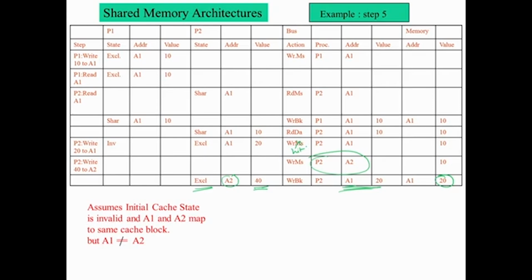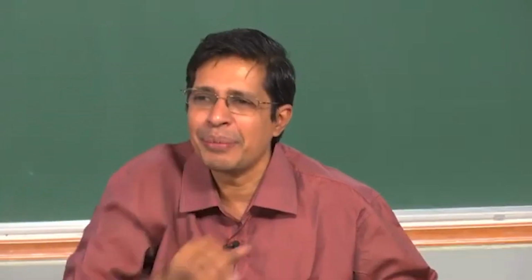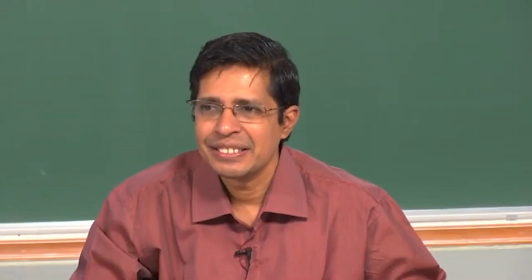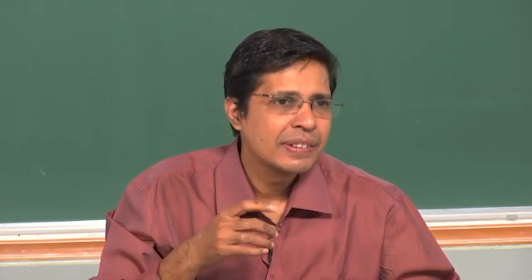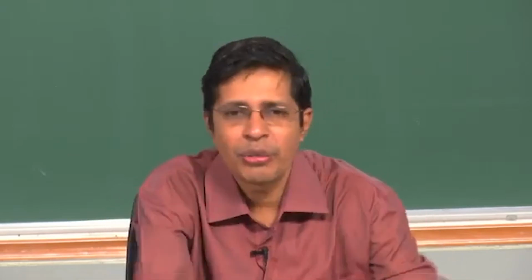Yeah. Sir, before P2 writes 20 to A1, if it writes 40 to A2? No, it cannot. Because 20 is in the cache, right? From cache I should deposit in the memory and then only go and replace the cache. So first we should do write back, and then write 40. Right? Now, did you all follow this example?